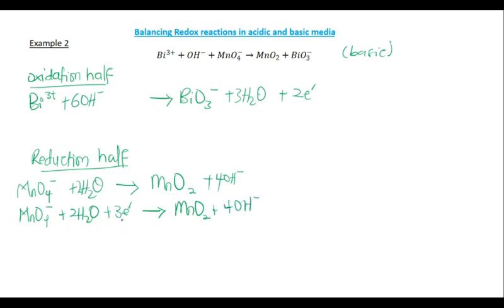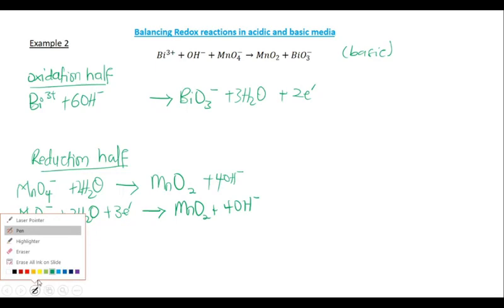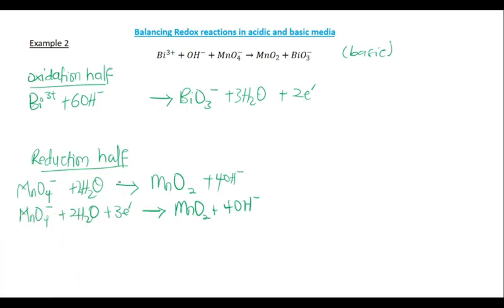Now remember, we have 3 moles of electrons over here, 2 moles of electrons over here. So it means we need to get electrons to a common factor, so that we can cancel them out in the overall reaction. So we multiply the reduction half by 2 to get this to be 6, and then we multiply this side by 3, to also get this to be 6.